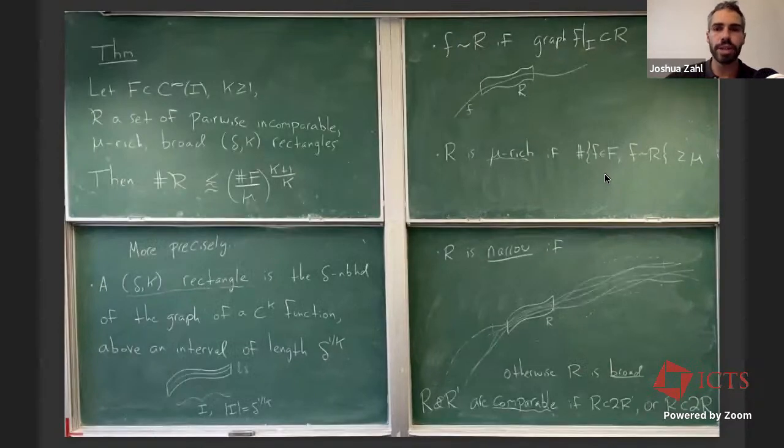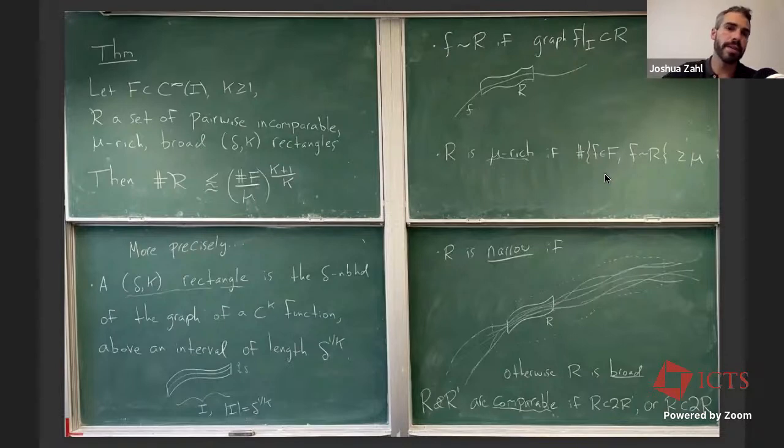And so now we can actually state a more precise theorem, modulo the slightly vague definition of broadness. So let's say I have a collection of smooth functions on some interval, and I have a set of pairwise incomparable... Oh, did I say? Oh, yes. I didn't tell you what it means for rectangles to be comparable. Two rectangles are comparable if one of them is contained in the twofold dilate of the other. If that doesn't happen, then they're incomparable.